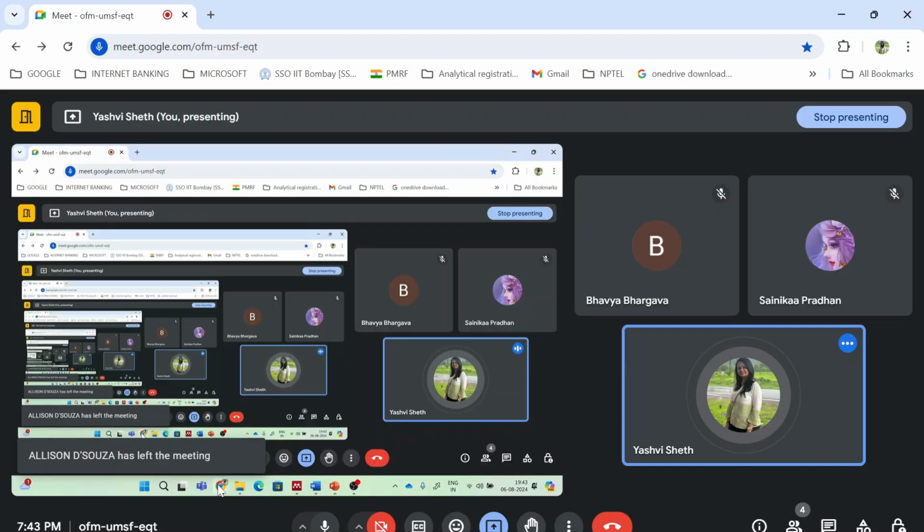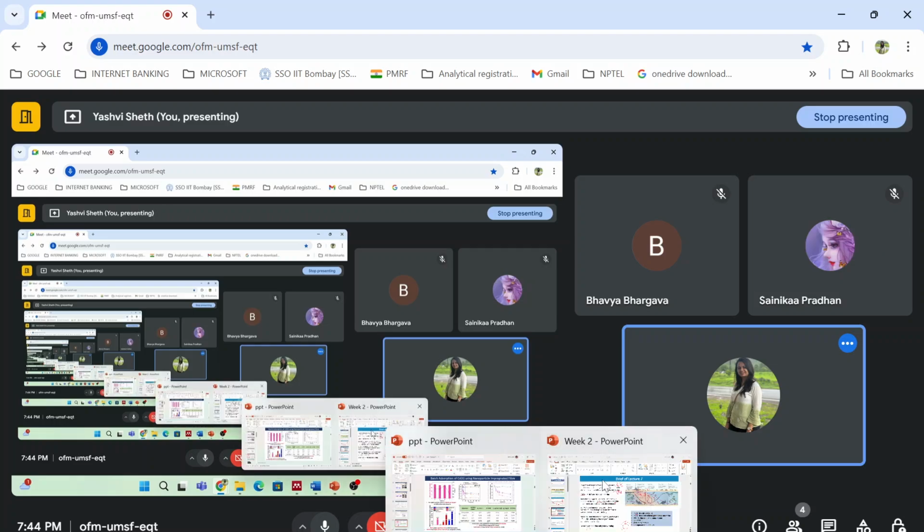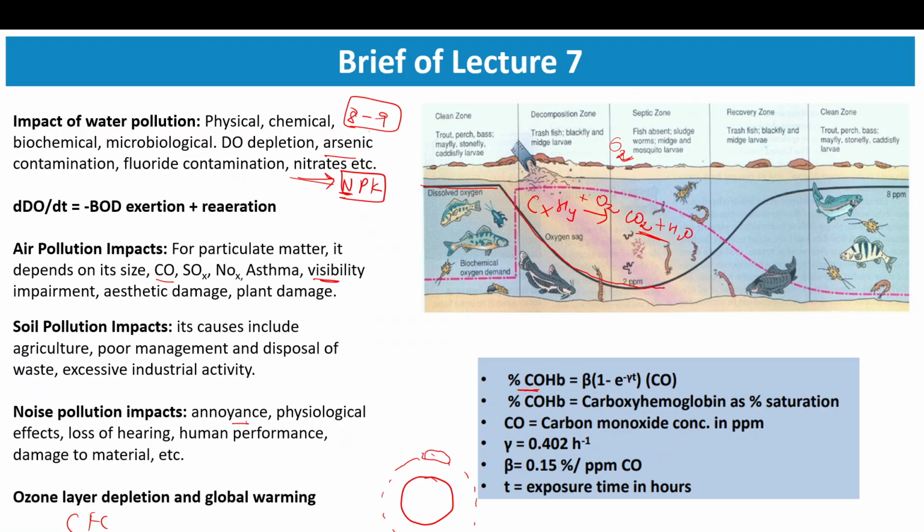So is it clear so far? Yes, Sainika. I request you to please be interactive so that you will also get to know, and maybe it will be easier for the class. So let's move forward.